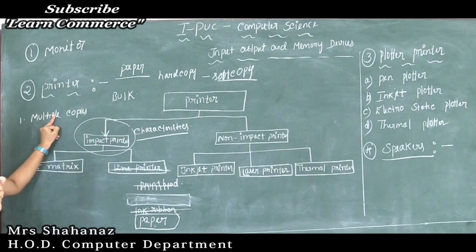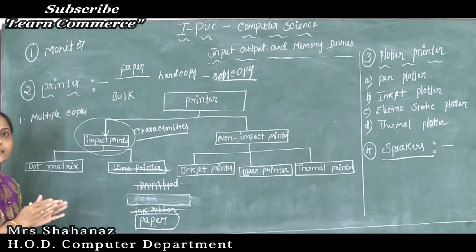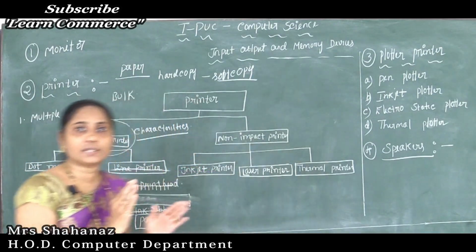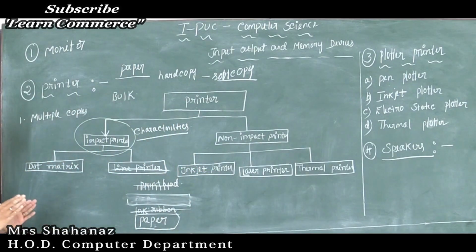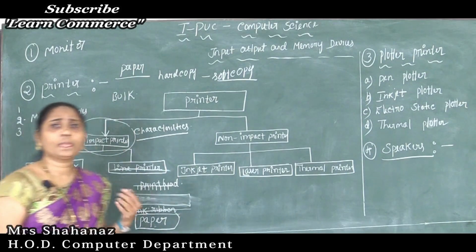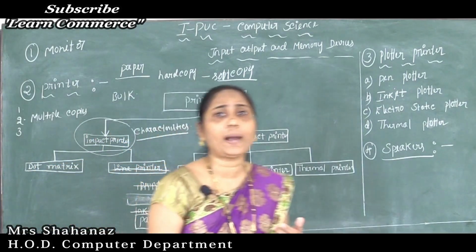A carbon copy means we can very easily print on many layers of paper. That means whatever the information is, we can print it many times. So this is what we call multiple copies. Okay, now the next of the characteristics of the impact printer.